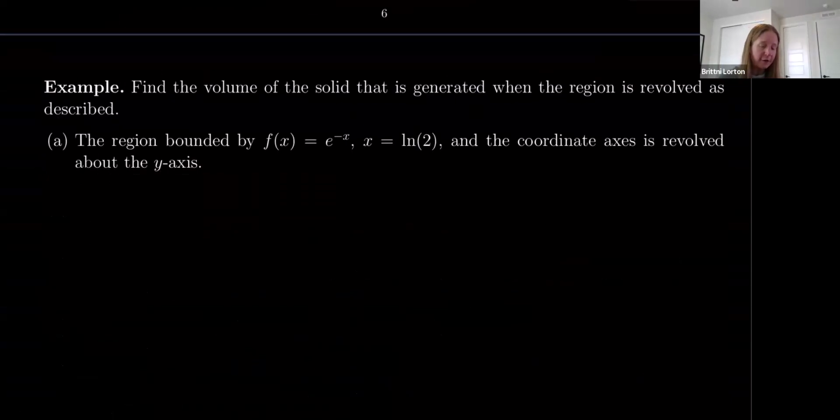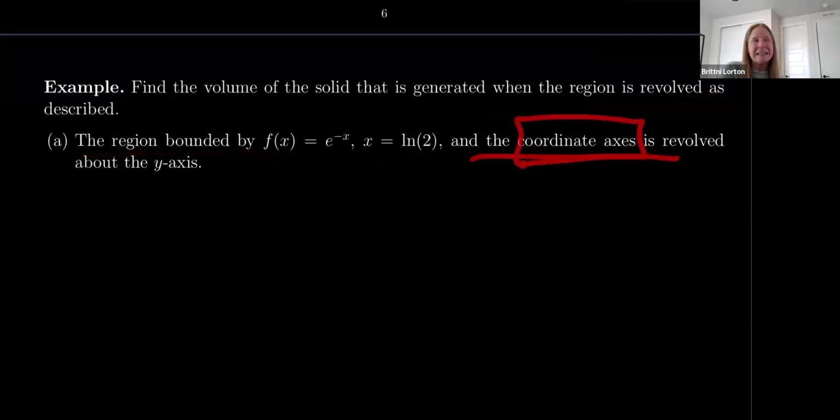I want to find the volume of the solid that is generated when the region is revolved as described. The region bounded by e to the negative x, x equals ln of 2, and the coordinate axes. When I say coordinate axes, that's plural. That means both the x and the y-axis is revolved about the y-axis. So let's try to do that.